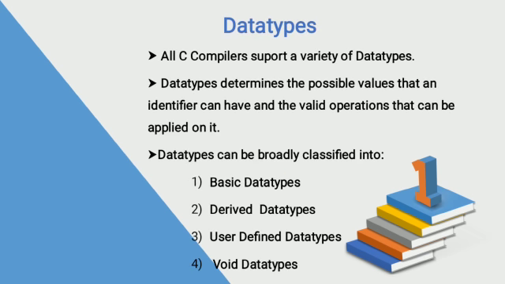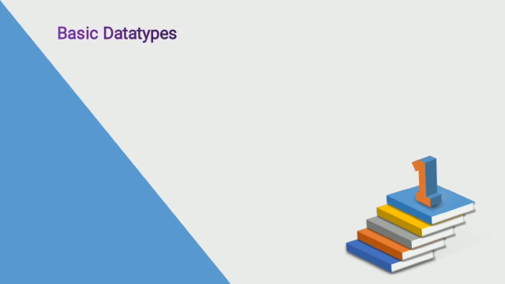All C compilers support a variety of data types. Data type determines the possible values that an identifier can have. Identifier in the sense variables, arrays, functions, strings, etc. and the valid operations that can be applied on it. The data types can be broadly classified into four types. They are basic data types, derived data types, user-defined data types and void data types.